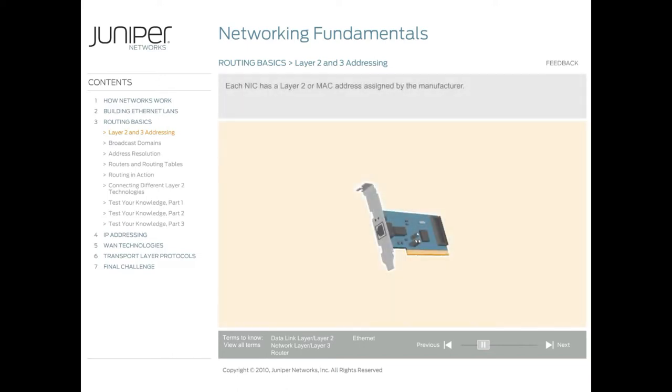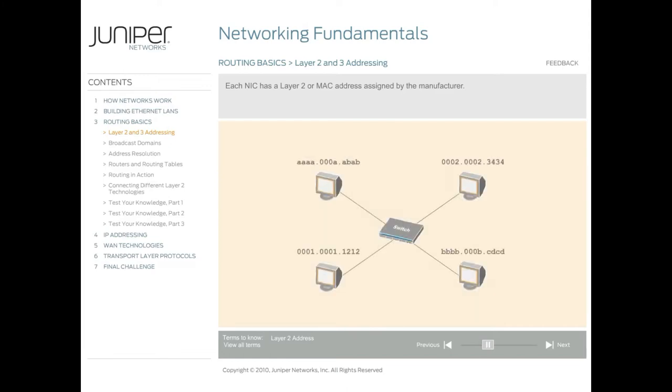You'll remember from the last section that each network interface card, or NIC, has a Layer 2 or MAC address assigned by the manufacturer. Devices might have multiple NICs or network interfaces if they require connections to more than one network, but every MAC address must be unique. Since these numbers are either assigned sequentially or generated randomly, there is no logical way to group them. Remember also from Section 2 that the first 3 bytes of the MAC address comprise the Organizationally Unique Identifier, or OUI, that every Ethernet equipment manufacturer is assigned by the IEEE.